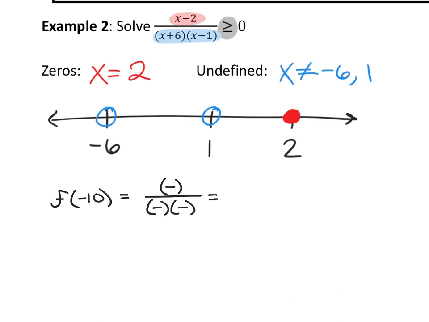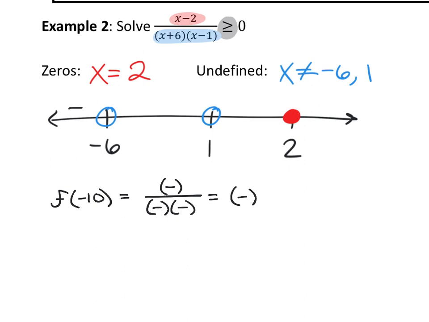Oof, so our sign chart got a little weird, but remember, it's the same rules. An even amount of negatives means a positive number. An odd amount of negatives means a negative number. So if you have a negative divided by a negative times a negative, what do we get? A negative. So that section right there is negative.